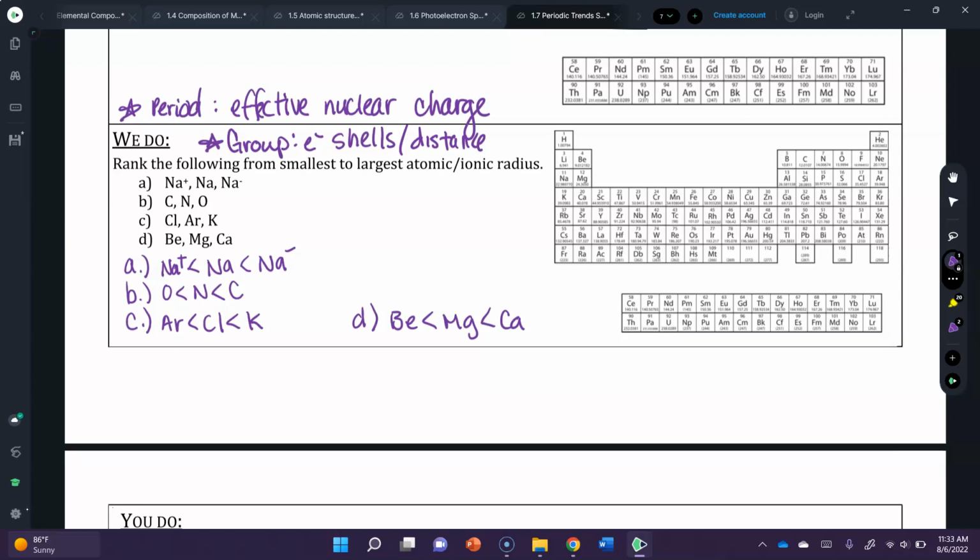Then looking at D, these are all in the same group, so I'm going to focus on energy shells, which then relates to distance. Beryllium has 2 energy shells, magnesium 3, calcium 4. So they should be ranked beryllium as the smallest, magnesium as the middle, and calcium as the largest.